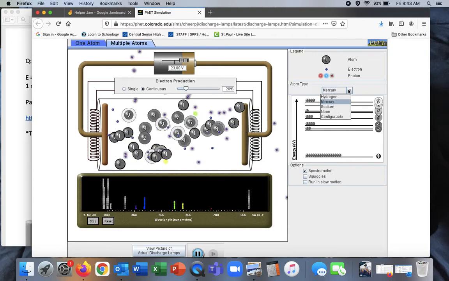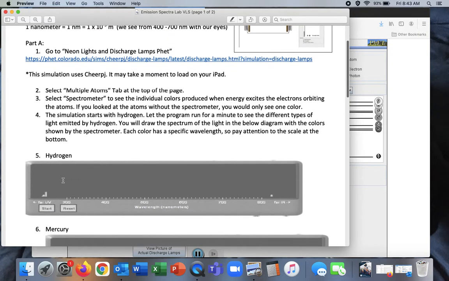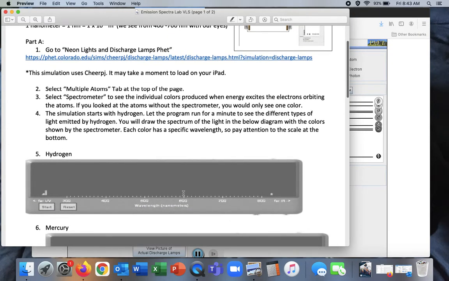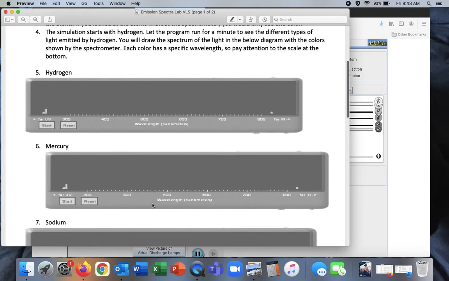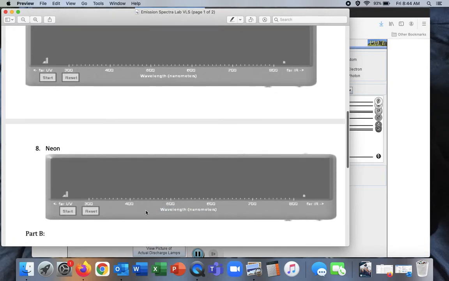So if you were doing your virtual lab here, you can see that I've cut and pasted the spectrum, and you're just going to draw the colors here. If you don't have a coloring device, you can just label the colors, but you want to get the relative amounts of wavelengths in there because those correspond to the wavelength, frequency, and energy. And then you'll just repeat that with mercury, sodium, and neon.